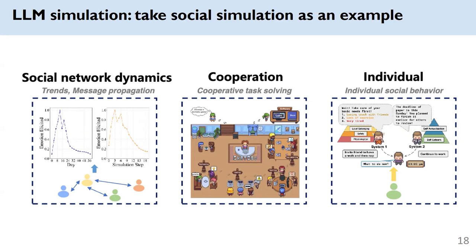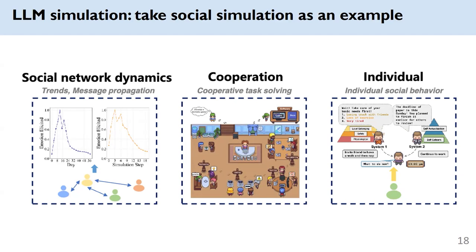The second kind of work focuses more on the interactive behavior among two or several users. For example, they can form a group of individual agents to finish cooperative tasks, such as writing software or finishing other specific tasks. So it can also be regarded as a small society, because the agents should be able to cooperate with each other to finish some complex tasks. And the last one is individual social behavior.